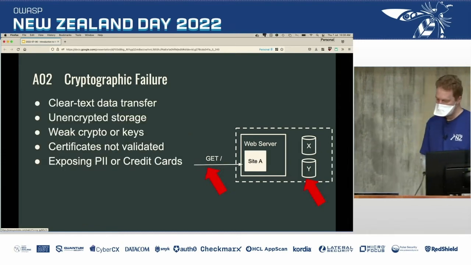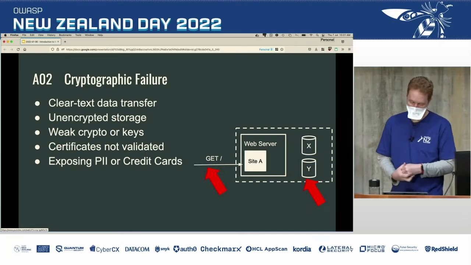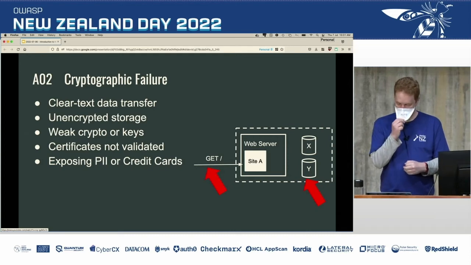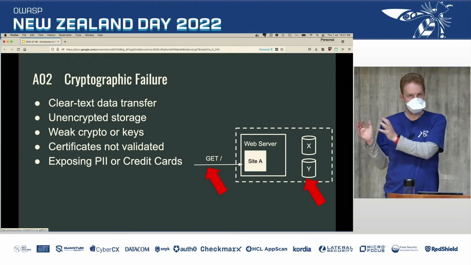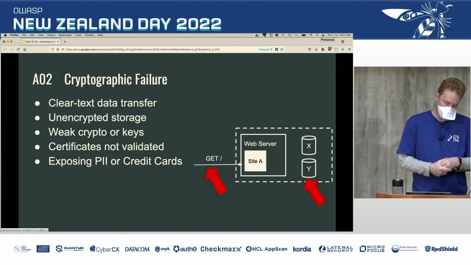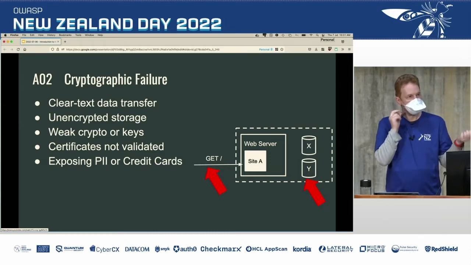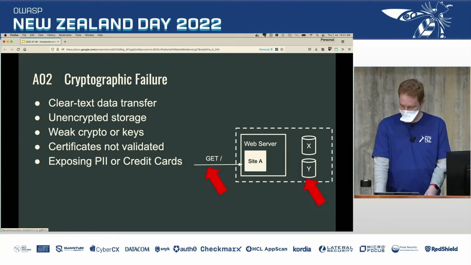So common failures here are transferring data without encrypting it. So HTTP rather than HTTPS, or FTP, or sending an email. Not encrypting the storage. I guess with cloud providers, we can trust them to handle some of this stuff for us if we set the right settings. But we need to make sure that if we have our own physical hard drives in our servers, that someone can't just walk away with the drive and get all the data. So make sure it's encrypted at rest. Using weak cryptos or keys, certificates not being validated, or, gosh darn it, exposing your credit card numbers.